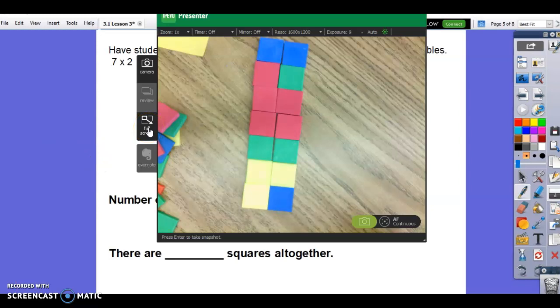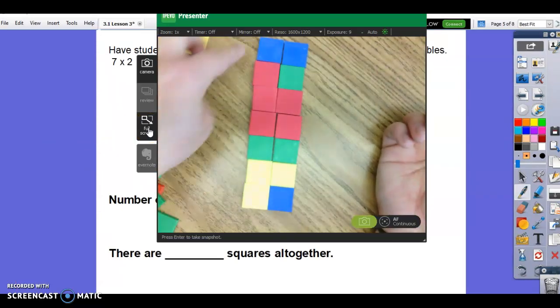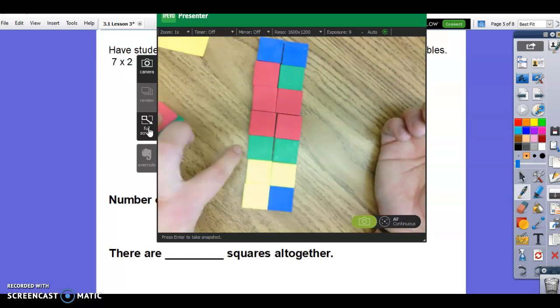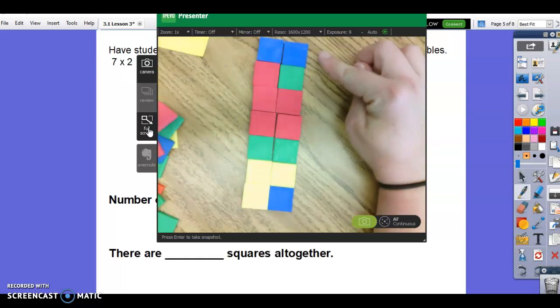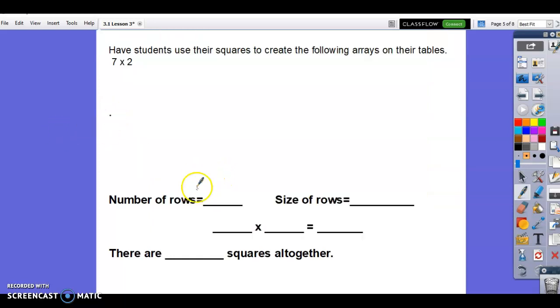Okay, go ahead and check your work, and your array should look like this. I see 7 groups, or 7 rows. 1, 2, 3, 4, 5, 6, 7. The size of my groups is that there are 2 in each one. So let's go back and do some work together.